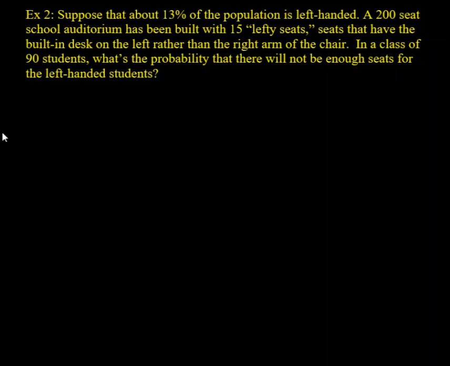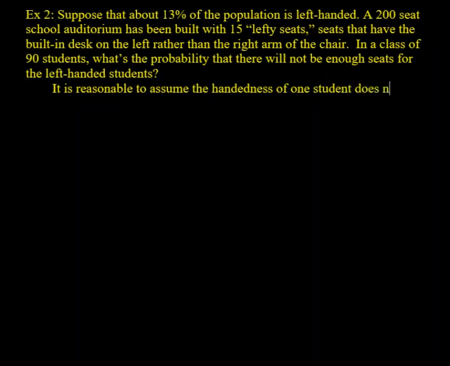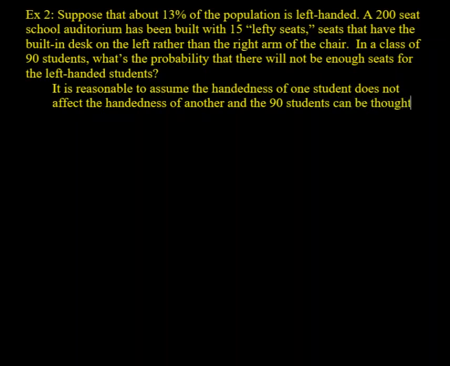We're going to use our normal model again. In this case, we have a set number, those 90 students, and the 15 lefties. So, it is reasonable to assume the handedness of one student does not affect the handedness of another student. One person being left-handed shouldn't make the next person be left-handed or right-handed. And the 90 students can be thought of as a random sample because they're just all mixed up in that class. There's no order going in here.